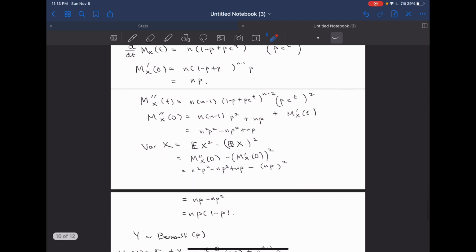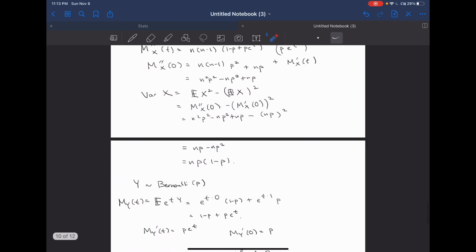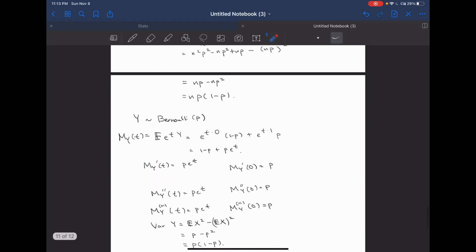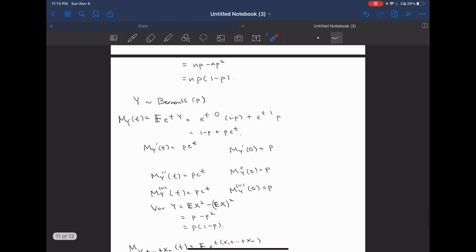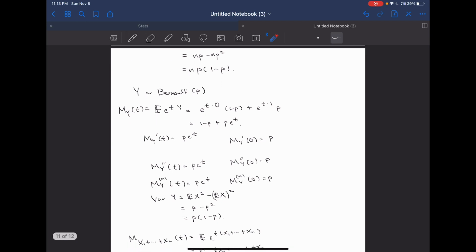So now to prove the statement, we want to find the MGF of the Bernoulli p random variable. So let's say we have a Bernoulli p random variable Y. The moment generating function of Y is, by definition, the expectation of e to the tY. And the good thing about the Bernoulli p random variable is that it only takes two states. It's either 0 or 1, right?